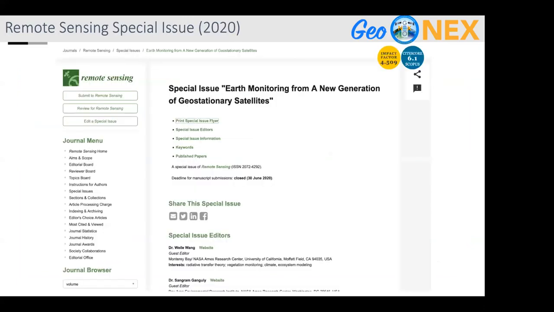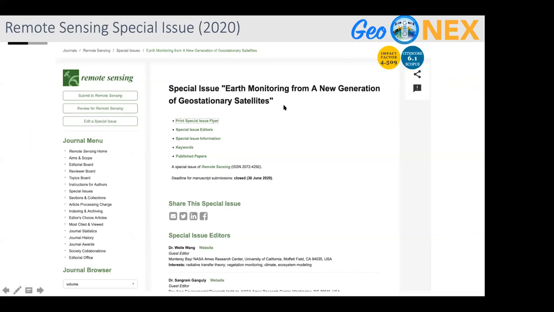And we also organized the special issue on remote sensing. It's basically over. We have collected 17 papers on a whole range of topics, including machine learning. So it's very, very exciting to see how the community has responded to this special issue.